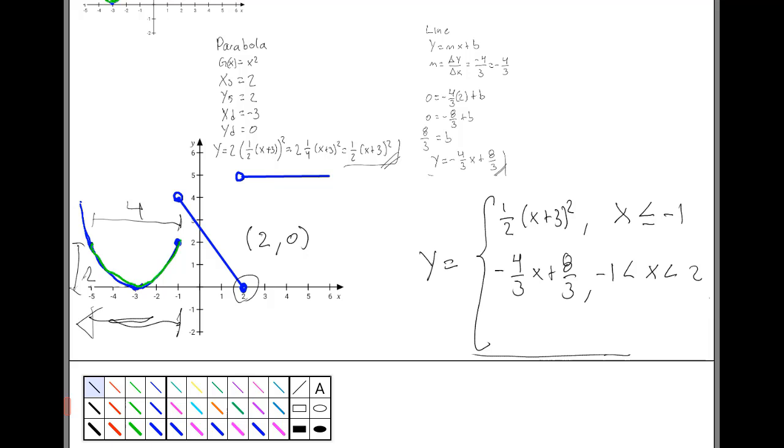Do we include the value of negative 1? No, that's why we don't have an equal there, but we do include the value of 2. That's why we need to write equal here. And here we don't, because we don't include it. Finally, we have the constant that is 5, and we have this constant for values of x greater than 2. Do we include it? No, that's why we don't write equal, we only write greater than. Okay, so that's the answer.